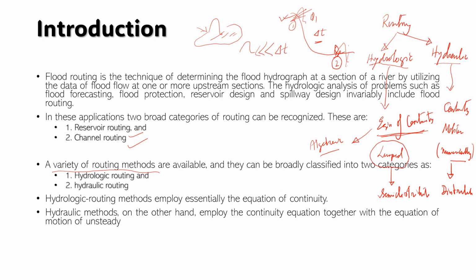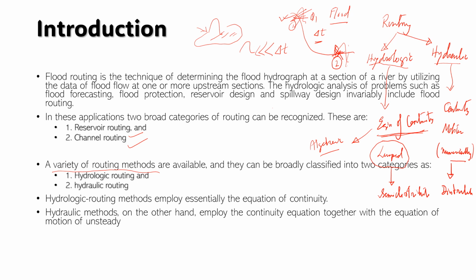So when this delta is very, very small, we refer to it as flood routing. Flood routing is actually the same as channel routing or reservoir routing. But if the time taken to reach point 2 from point 1 is very, very less, then that type of routing becomes flood routing, because that type of flow generally causes flood.